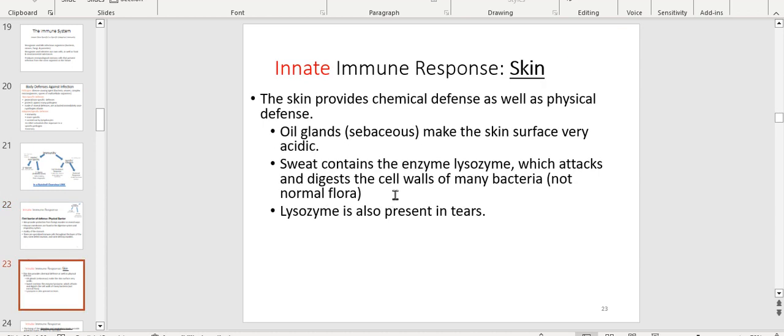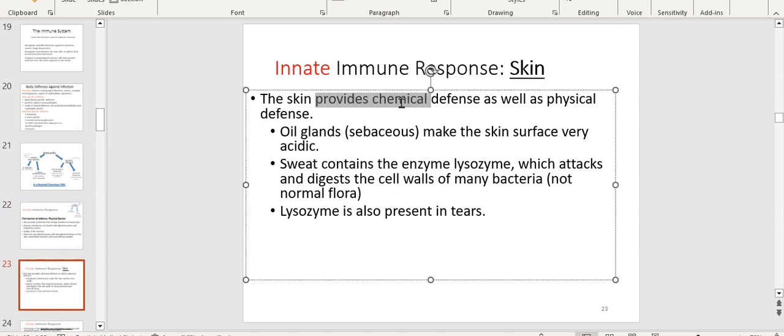The skin provides chemical defense as well as physical defense. Oil glands, aka sebaceous glands, make the skin surface very acidic, which isn't good for bacteria. Sweat contains the enzyme lysozyme, also found in your tears. This is a natural antibiotic. Lysozyme, you might see that one again.